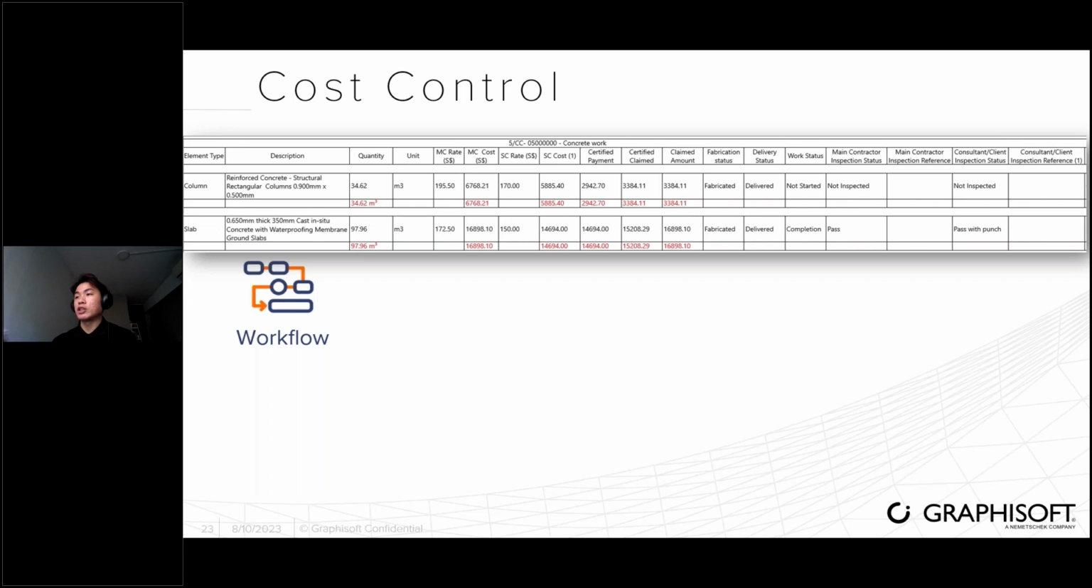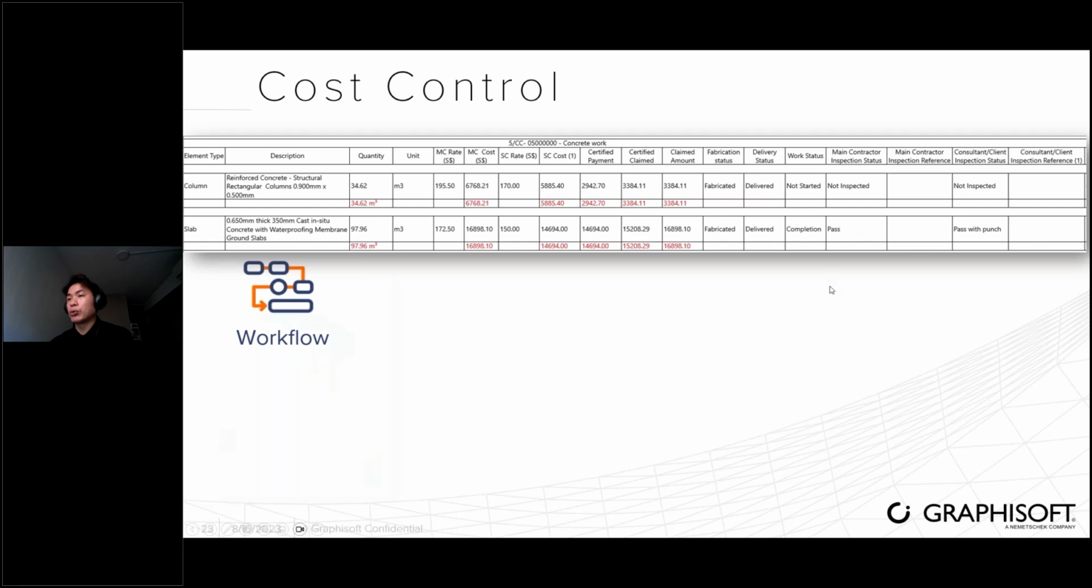Okay, so for cost control, with all the information that you have, in this demo we are showing it from the contractor perspective. They have the main contractor cost, and they also have to pay the subcontractor. This is the total value of the main contractor cost and subcontractor cost. With the change of the different project status, you can see the respective certified payment based on the subcon cost, and also the certified claims and claim amount.